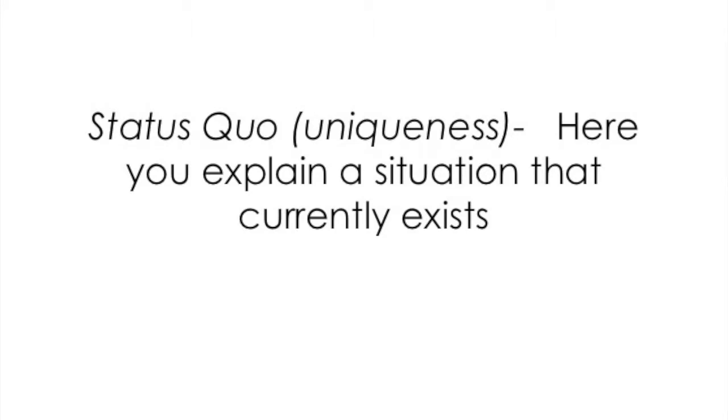So the first term is the status quo. This is also known as uniqueness. Okay, so this is the first part where you're just painting the picture or describing a situation that currently exists. All right, the way you do this is you're talking about how things are, maybe some data about that particular situation. Then the next step is called the link.